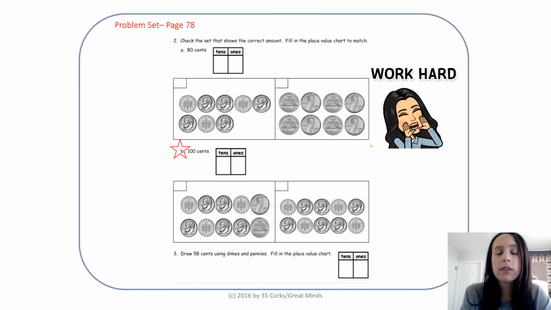2B is 100 cents. That is the one I need a picture of. So please, please, please get your work done and send a picture so I can check you down that you are engaged with the lesson today.